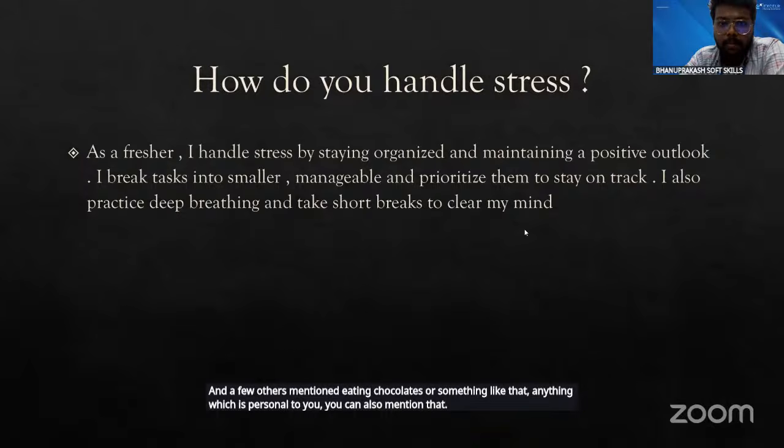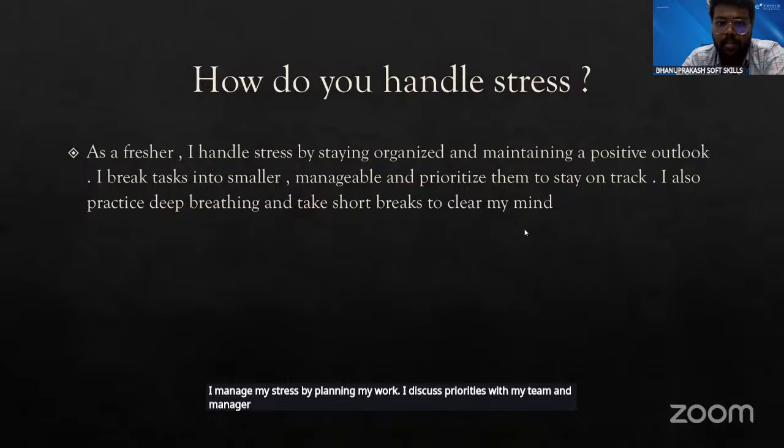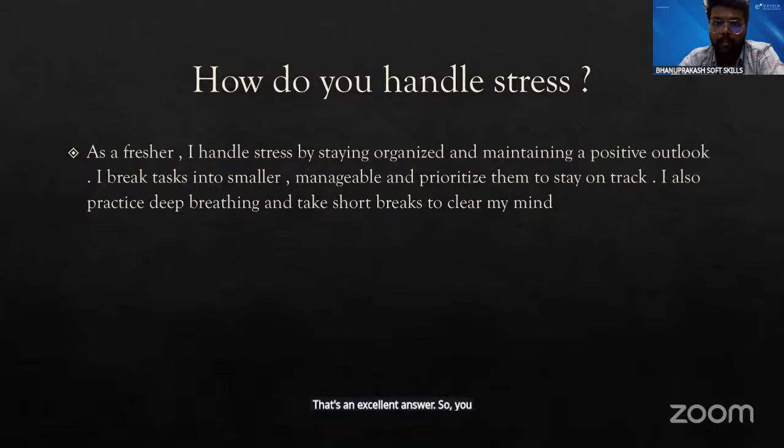I manage my stress by planning my work. I discuss priorities with my team and manager and stay focused on one thing at a time, taking short breaks. Keeping clear communication with my team also helps me stay calm and productive. Yes, excellent. That's an excellent answer. So you can say that. And the next question to you.